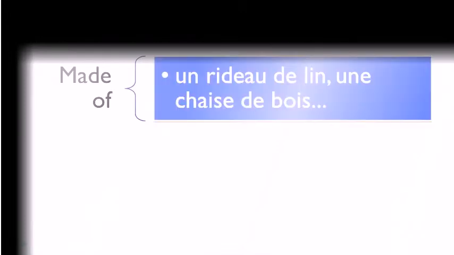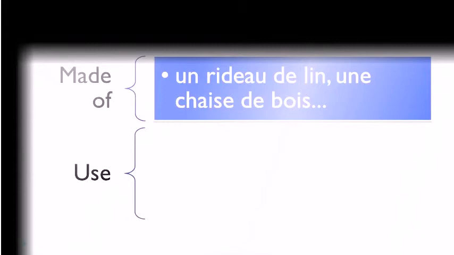If you want to introduce the fact that it's made of something, then for instance here, un rideau, rideau is curtain, and then de lin, lin is linen, un rideau de lin. Second example, une chaise, a chair, de bois, bois is wood, of wood. So un rideau de lin, une chaise de bois. When you want to introduce the fact that these things are made of something, then you will have to use this preposition de.